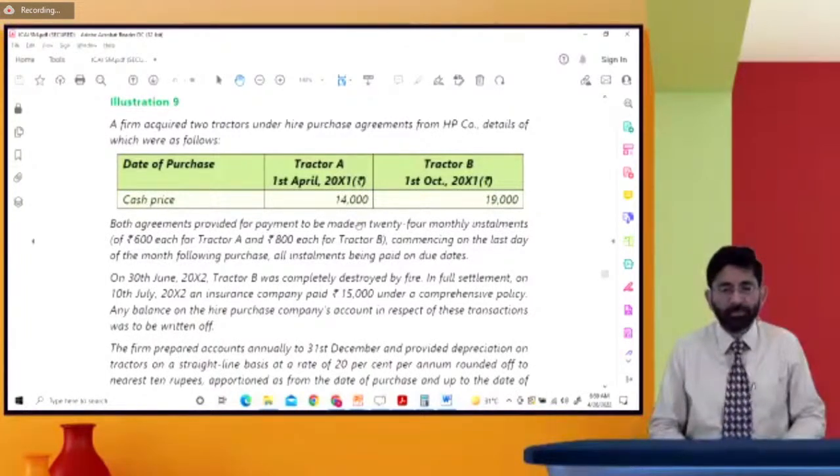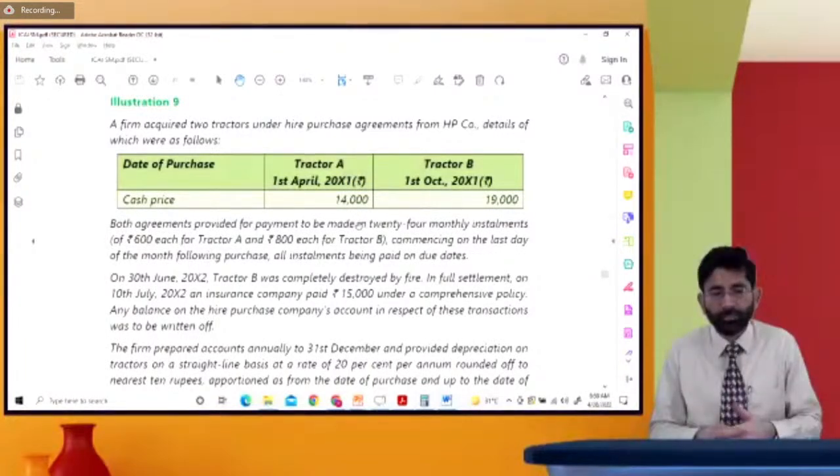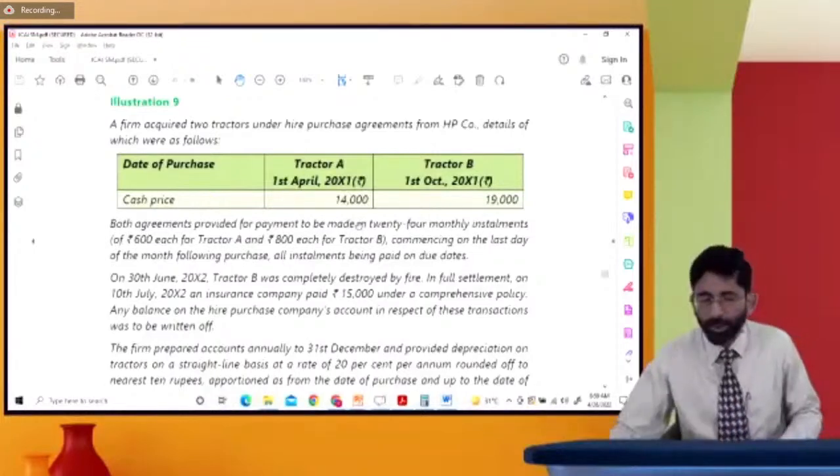So 24 monthly installments of rupees 600 each for tractor A and 800 each for tractor B, commencing on the last day of the month following purchase. It means installments will start from the month of purchase only. All installments are paid on due dates.